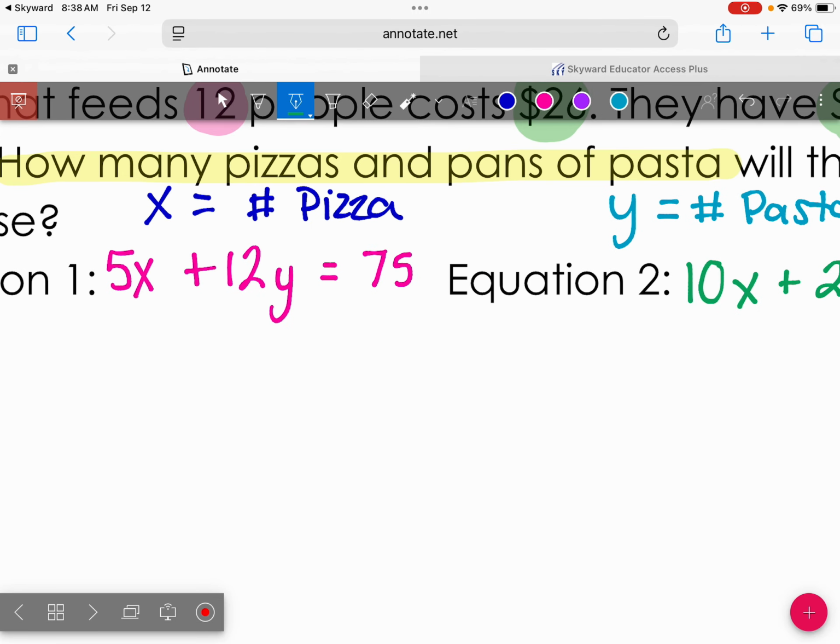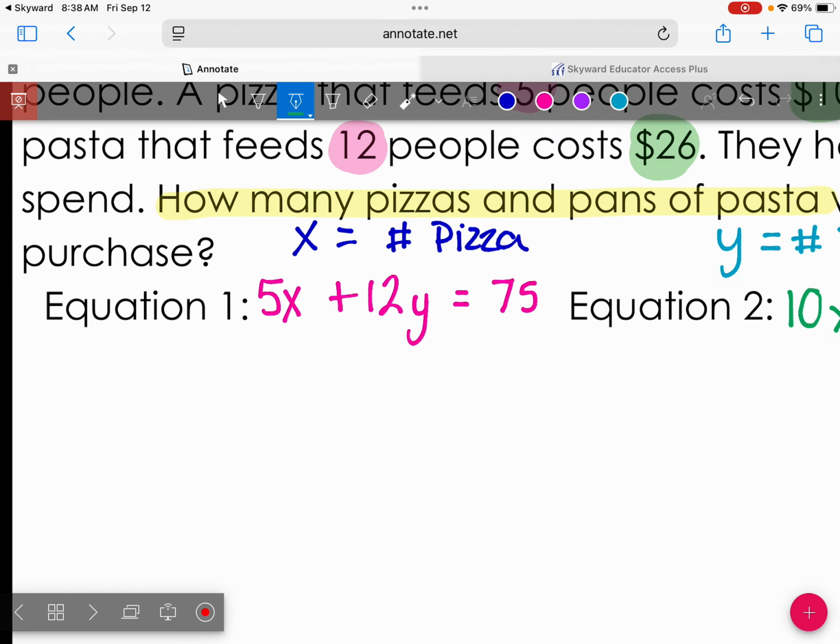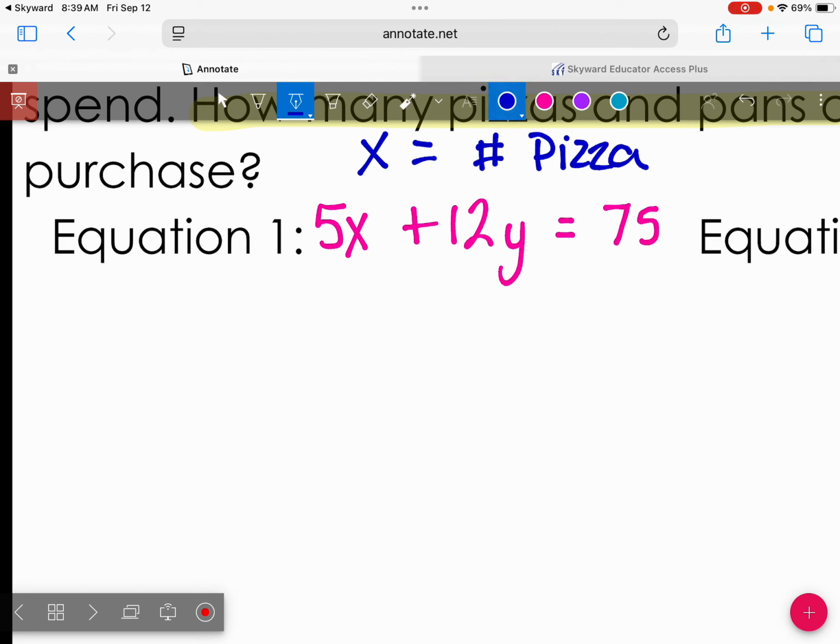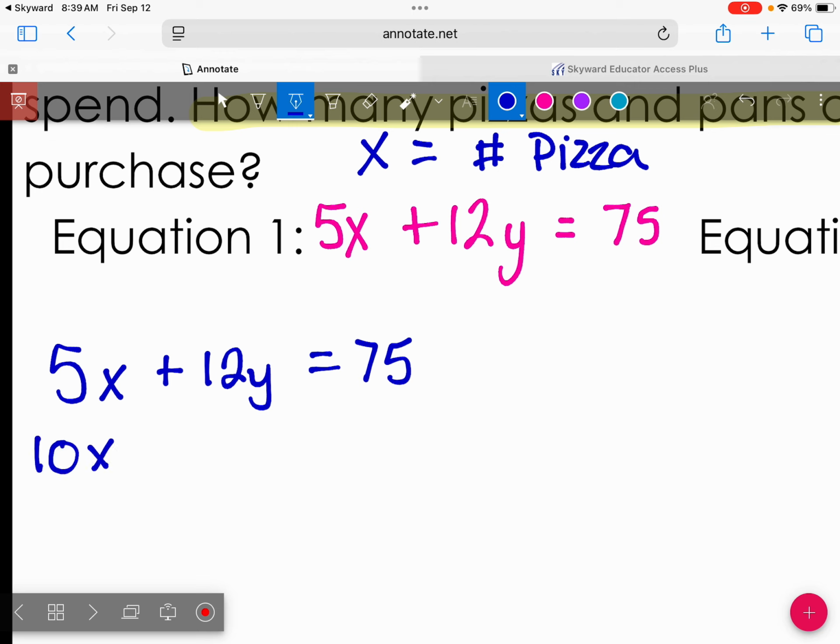So we've got to figure out what we're being asked for. That gets our variables. And then we've got to write our equations. I'm going to stack both of our equations in the way that we're used to seeing for our systems so that we can figure out what our plan's going to be. We've got our 5x plus 12y equals 75. And our 10x plus 26y equals 160. And we're going to try and solve this daggone thing.